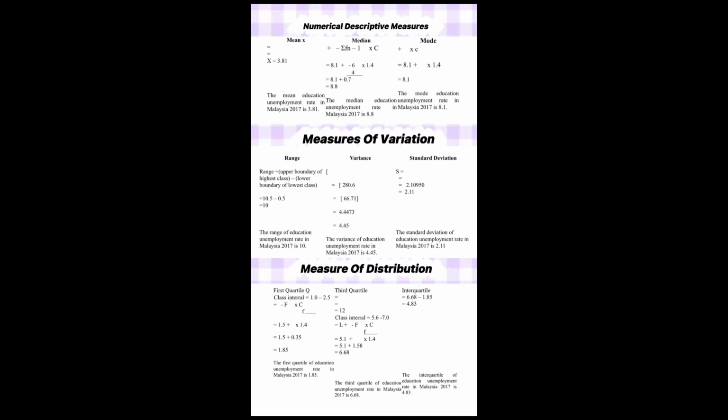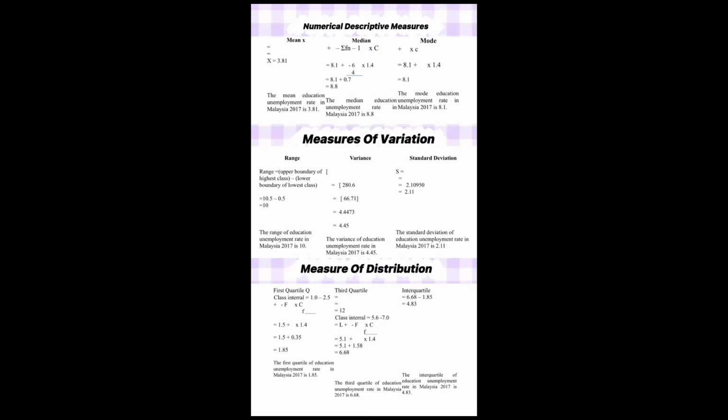The mean education unemployment rate in Malaysia 2017 is 8.81. The median is 8.8, and the mode is 8.1.